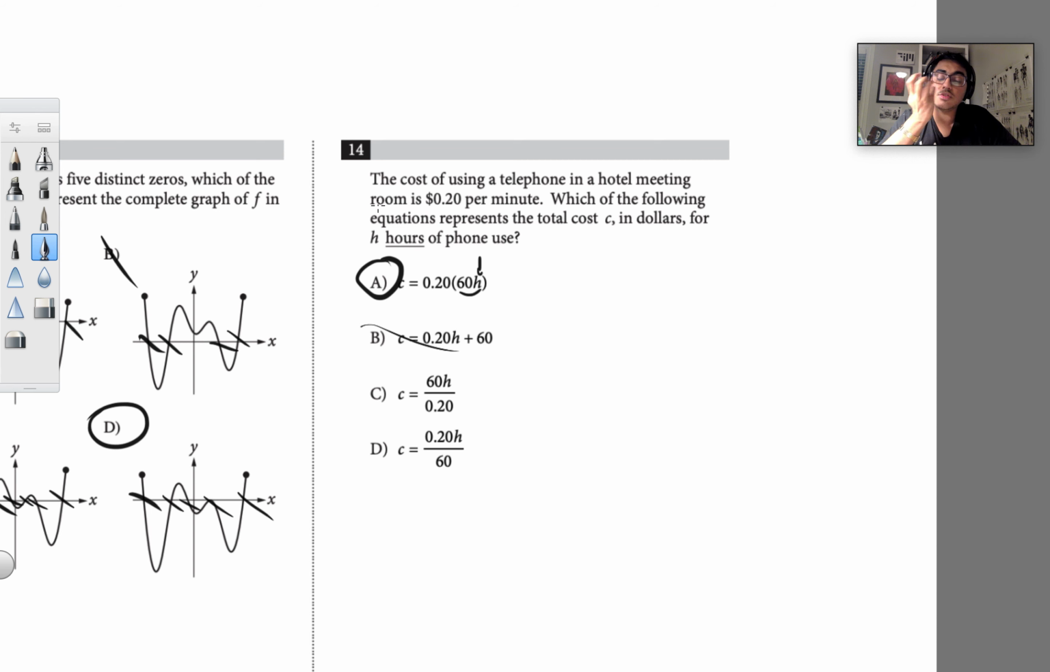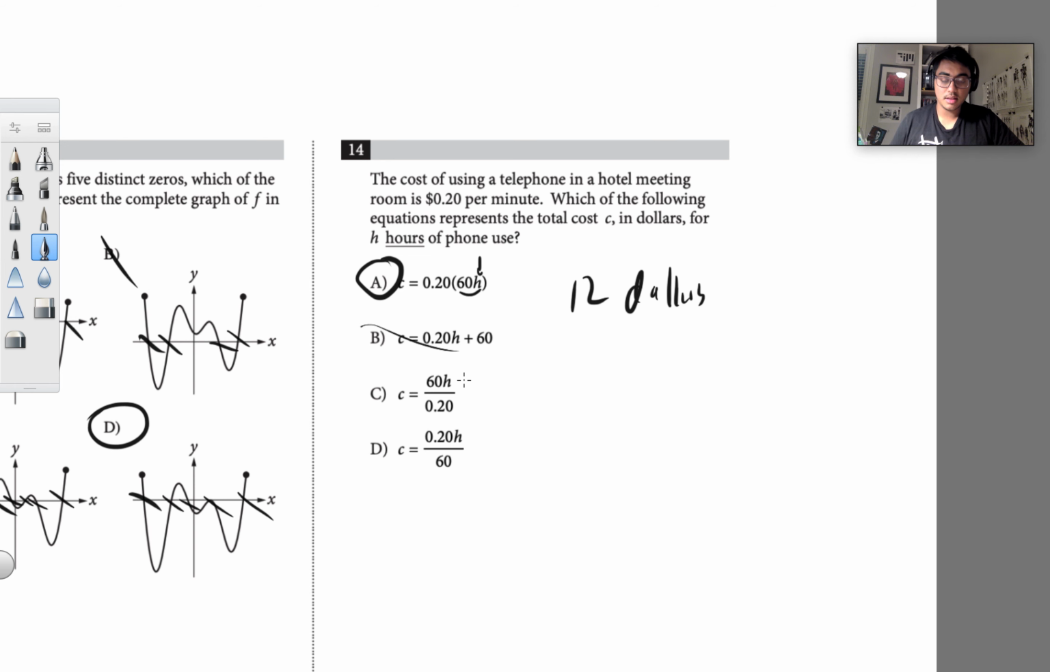I mean, you can always try plugging some numbers in. Let's say you use the phone for 1 hour, right? So if you use a phone for 1 hour, then you would use 0.2 times, so 20 cents times 60 minutes. So you would use 0.2 times 60. You use $12, right? That's how much it would cost. So it's 0.2 times 60 times 1 equal to 12, yes.